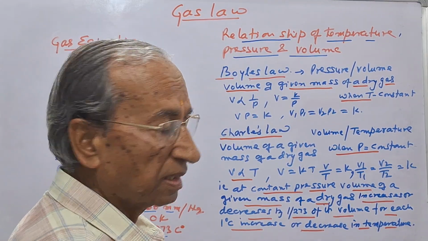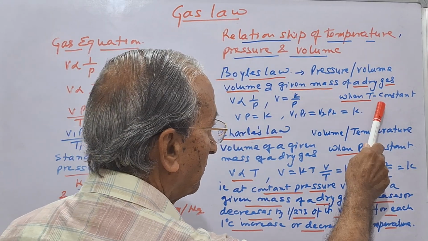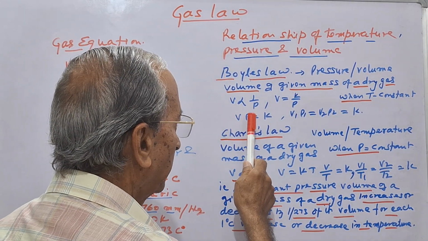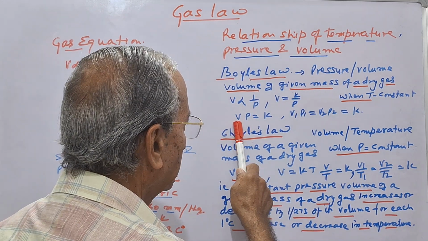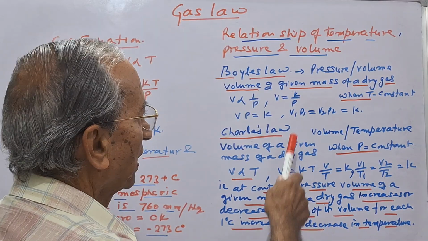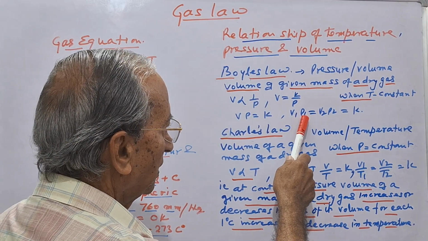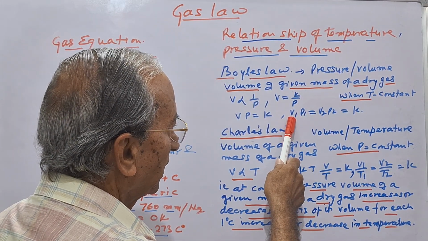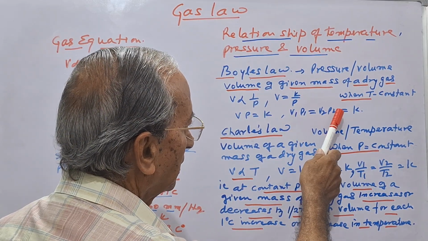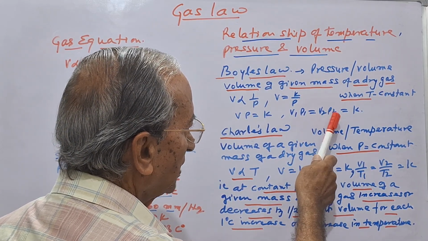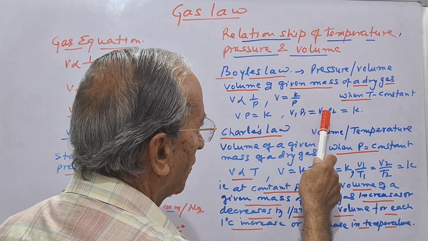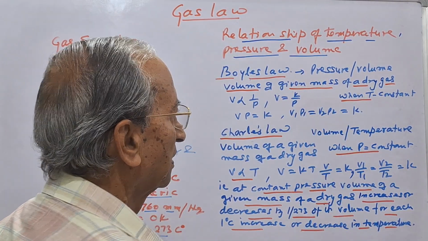Now it means, listen, when temperature is constant, then the product of the volume and pressure is a constant value. Suppose at P1 pressure, volume of gas is V1, and then if pressure changes to P2, then volume will also change. So the product V1 P1 will equal the product V2 P2, that is a constant.